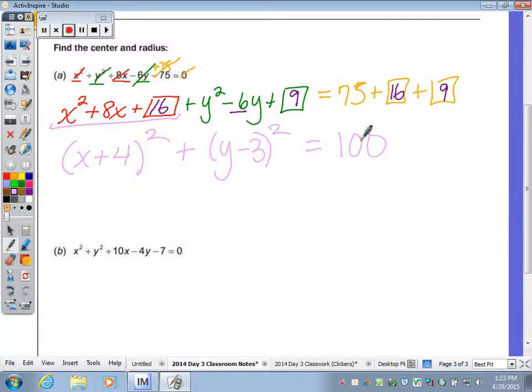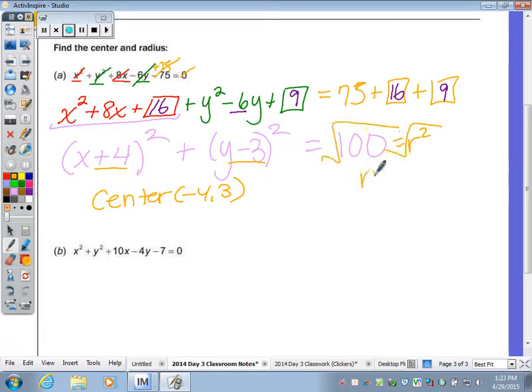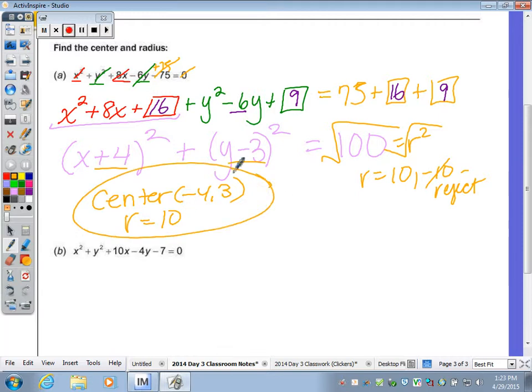So our center, again looking here, we have a center of (−4, 3). Again, this is equal to r squared, so taking the square root, we've got the solutions of 10 and negative 10. Rejecting the negative, the radius is 10. So the last one, go ahead on your paper, put it in standard form, add in your boxes, and then we'll take a look up here to finish.